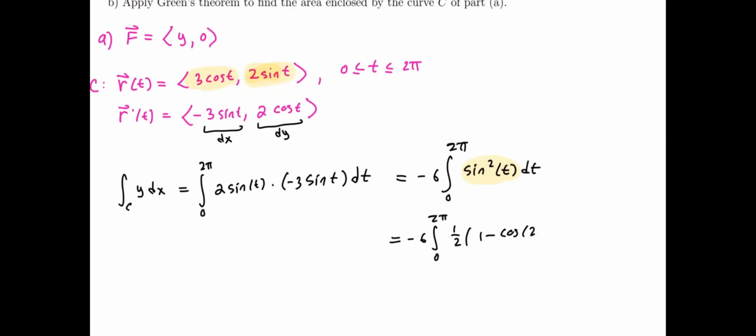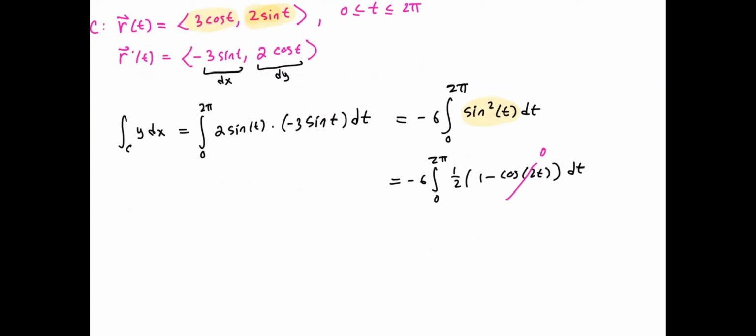And then you evaluate this, so not so difficult to do. So this is negative, I'll pull out the 6, times the integral from 0 to 2 pi of sine squared of t dt. To evaluate this integral, we need to use an identity. So this is -6 times the integral from 0 to 2 pi of 1/2 times (1 minus cosine of 2t) dt. Every time you integrate cosine 2t with respect to t from 0 to 2 pi, that's going to give you 0.